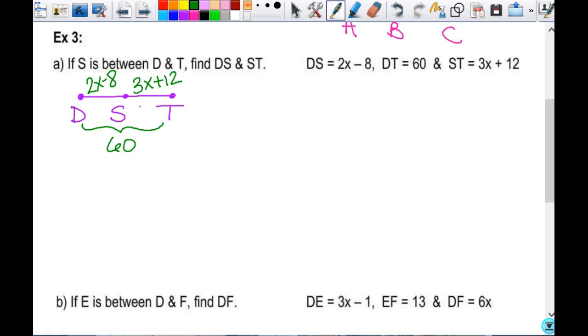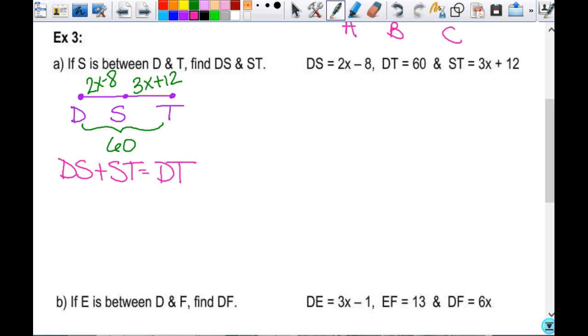Because I can't say that my answer for DS is 2x minus 8 and the answer for ST is 3x plus 12, because then this would be like the dumbest question on the face of the earth, right? So I have to actually find some stuff. So I know then from the segment addition postulate that the length of DS plus the length of ST equals the length of DT. At this point, I am 100% done with the geometry.